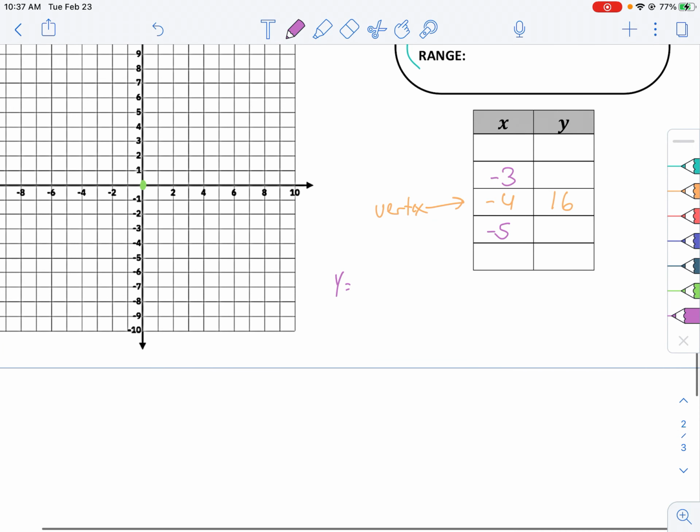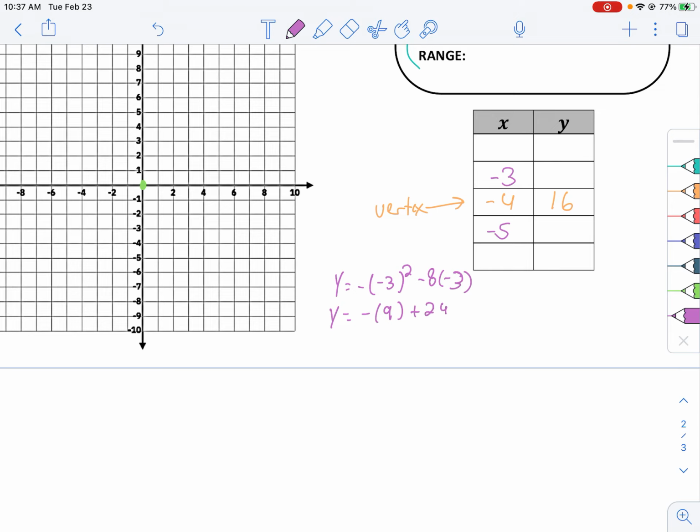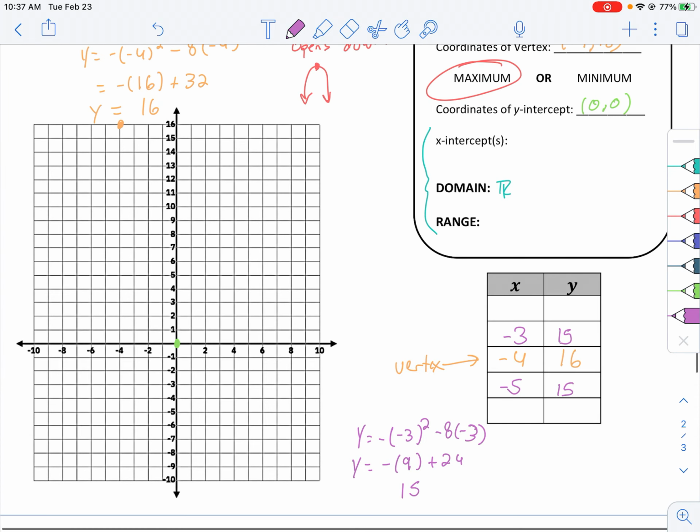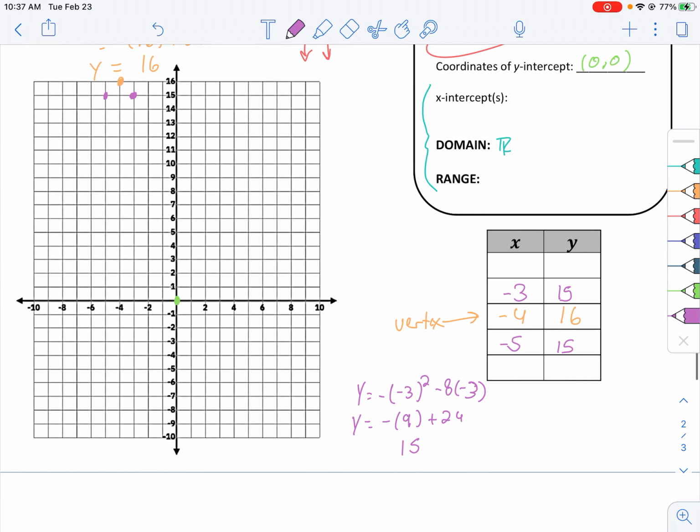So we're going y is equal to negative 3 squared minus 8 times negative 3. So it's y is equal to negative 9 plus 8 times 3 is 24. Negative 9 plus 24 is going to give us positive 15. So we have 15 for negative 3. And remember, going 1 in the other direction should also give us 15. So negative 5 is going to be positive 15. Negative 3 is going to be positive 15.